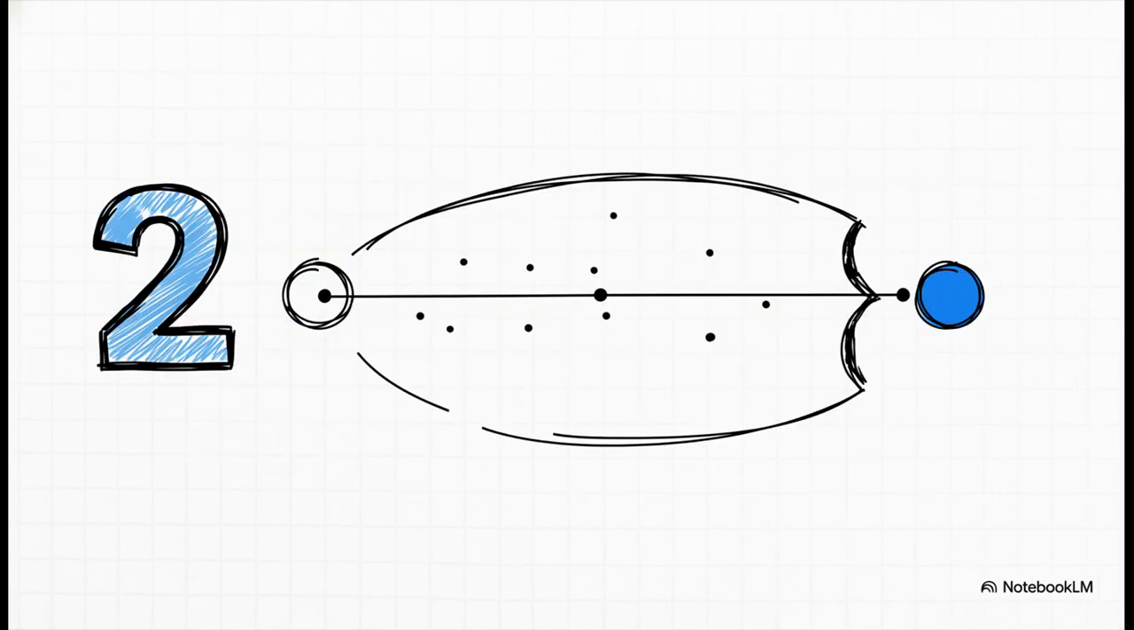Step 2, find the range of your data. This is super easy and it sets the foundation for our chart. All you do is find the biggest value in your data set and subtract the smallest value from it. That's it. This tells you the total spread you have to work with.